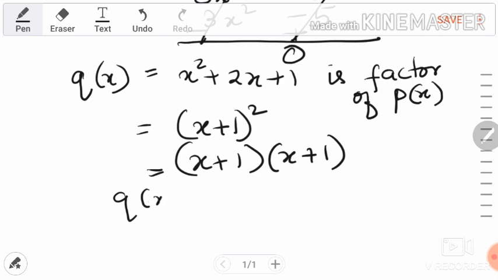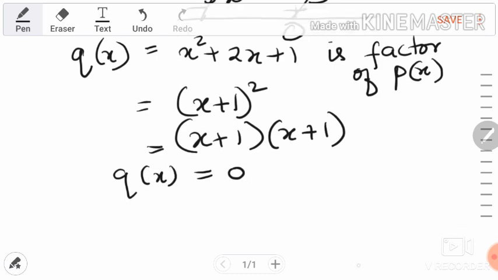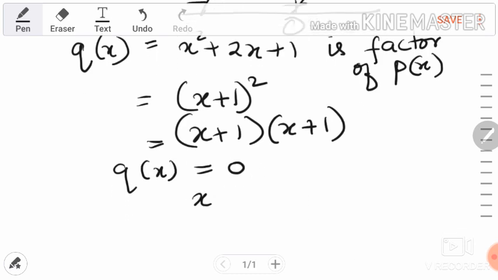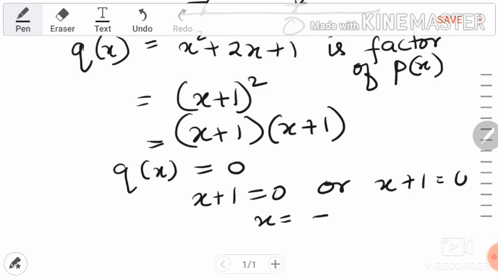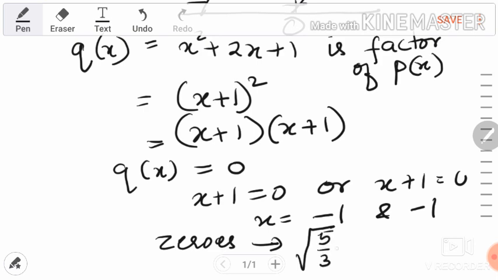So equating this polynomial to 0 to find the remaining zero. So x plus 1 equal to 0 or x plus 1 equal to 0. So x is equal to minus 1 and minus 1. So the zeros are root 5 on 3, minus root 5 on 3, minus 1 and minus 1.